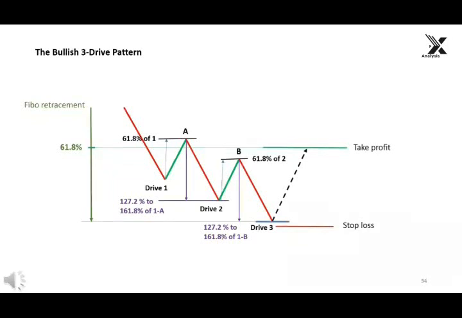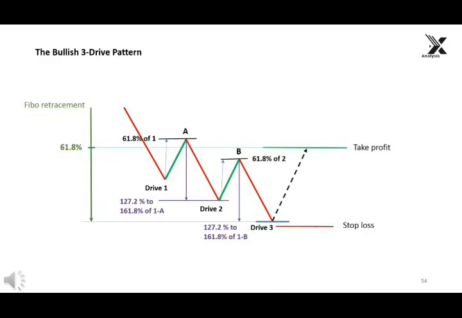The price then retraces once again, and makes a third drive down which should also be a 127%, or 161.8% Fibonacci extension of drive 2. It is this third drive that you want to pay the most attention to, as this is where you are looking for a long entry.